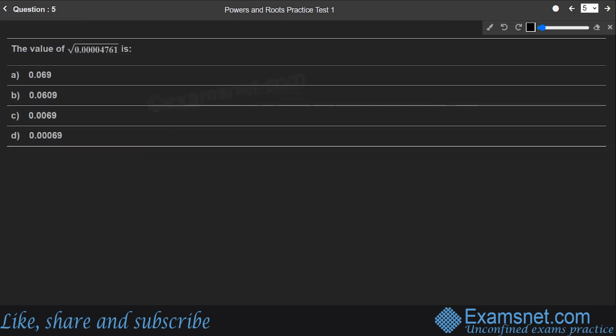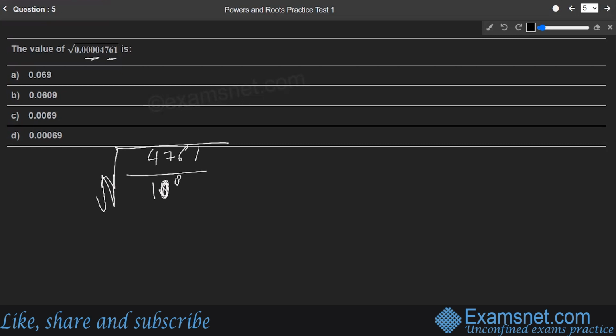Question number 5. The value of the under root of 0.00004761 is. So clearly, we'll have to keep writing that in the non-decimal form first. For doing that, what we can do is in place of the under root of 0.00004761, we can write 4761 divided by 10 to the power 8. This is what it can be written as, 10 to the power 8 at the whole under root.